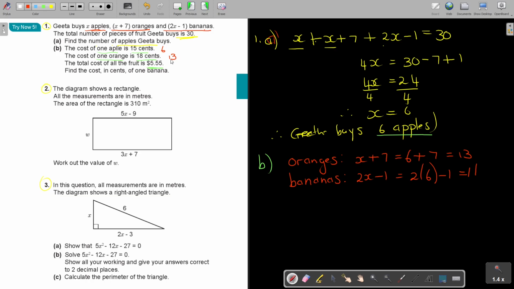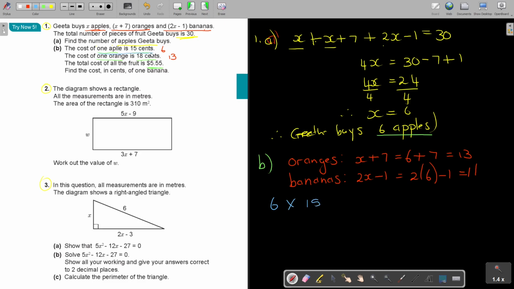And find the cost in cents of one banana. Okay, so that is what I'm looking for. So, let's just start by saying this. It's going to be 6 times 15, 6 times 15, because that's the apples.